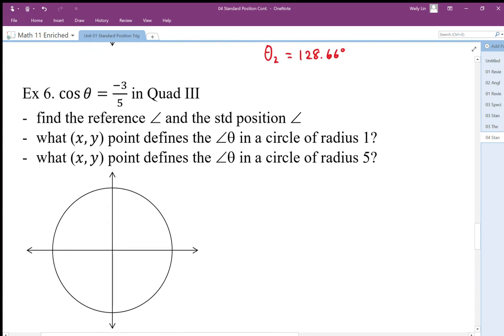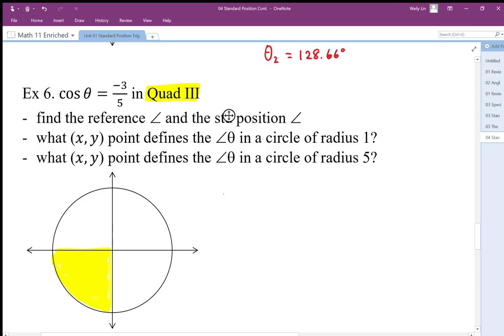So this one here, we've been given the cosine, and again the quadrant is known. Since the quadrant is known, although the cosine can be in 2 different positions, we're only going to consider the ones that end up here. It says find the reference angle and the standard position angle.